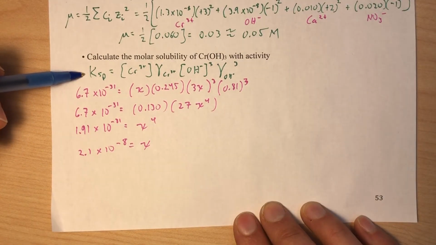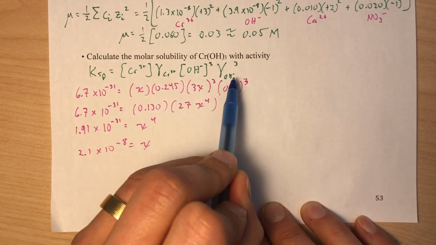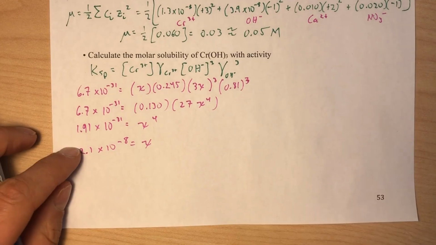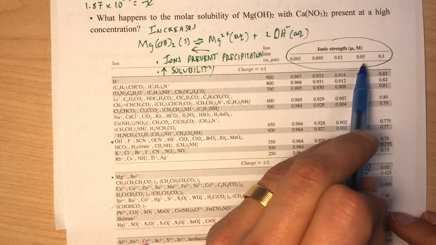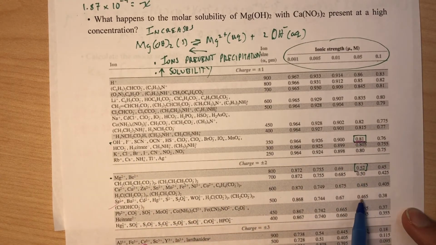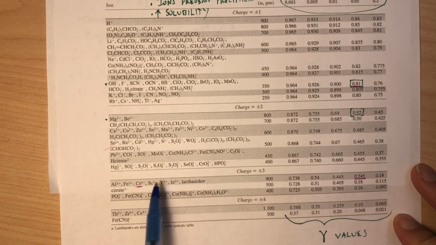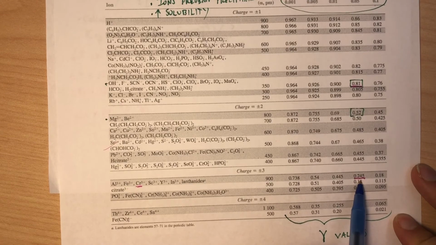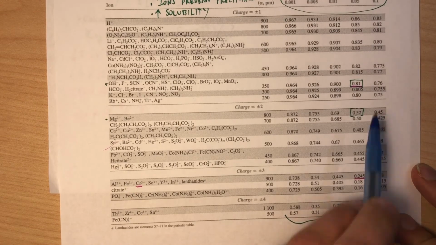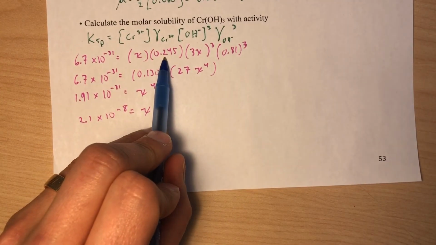So our KSP is going to be equal to chromium times its activity coefficient times the cube of hydroxide concentration times the cube of its activity coefficient. When we go to the 0.05 column again, we are going to use 0.81 for the activity coefficient of hydroxide. That's the same as before, but this time if we go down to the ±3 area, we find that we have for chromium 3 plus an activity coefficient gamma of 0.245 given an ionic strength of 0.05. So we can use 0.245 as our gamma value for chromium.